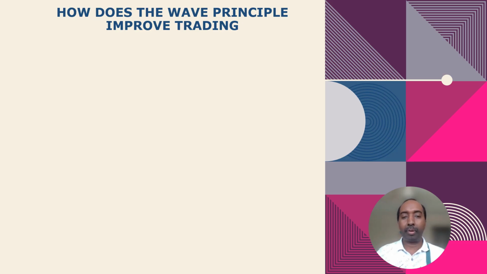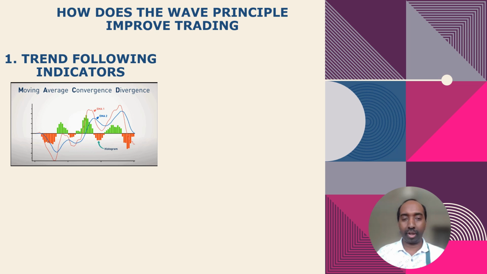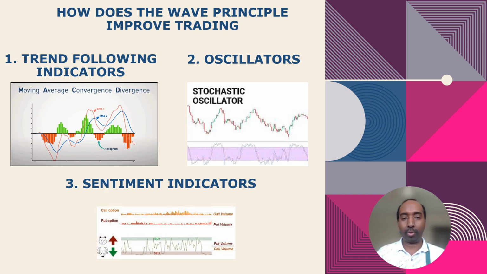How does the wave principle improve trading? There are three categories of technical studies. Number one, trend following indicators. Moving averages, MACD, directional movement indicator come under this category. Number two, we have oscillators. Stochastic, rate of change, commodity channel index, all those come under this category. Number three, we have sentiment indicators. Put call ratio, commitment of traders report, all this comes under this category.